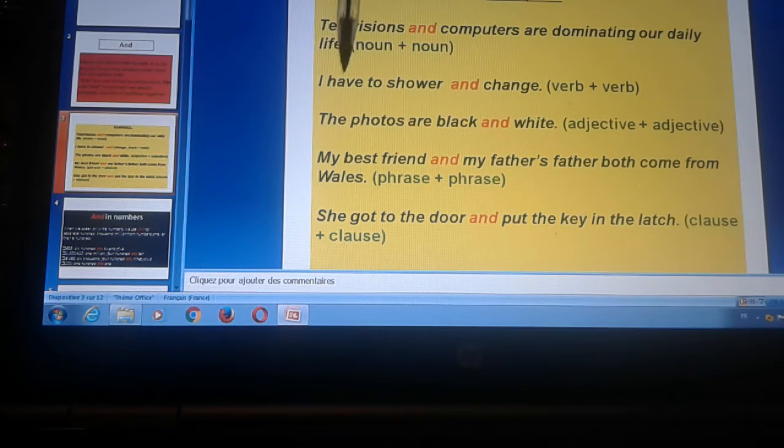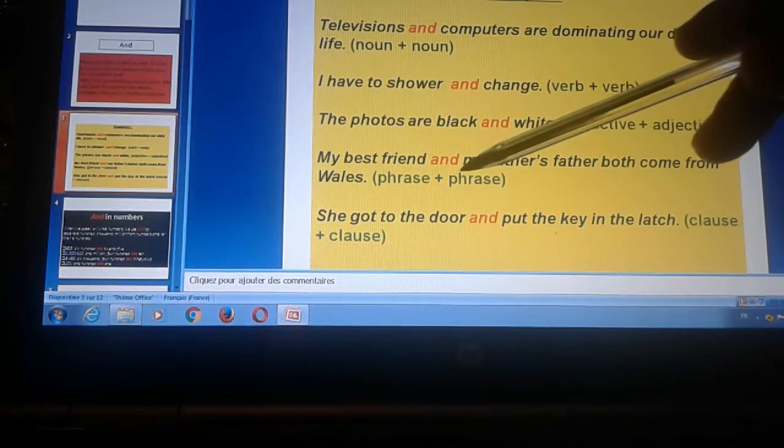Okay, let's move to the next one. The photos are black and white. So as you notice here, we have two adjectives, black and white. So and connects two adjectives, black and white.